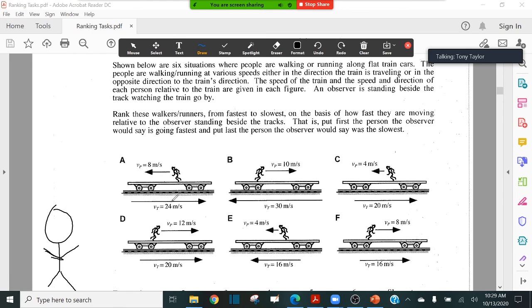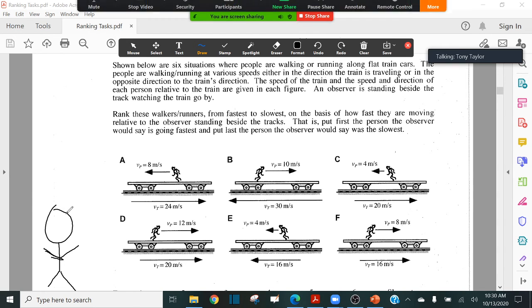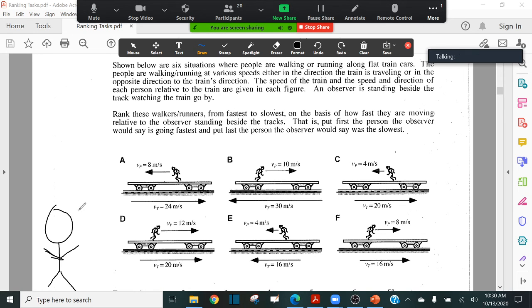and he sees this train moving at 24 meters per second to the right, and he sees the person on the train moving at 8 meters per second relative to the floor of the train to the left. Someone tell me, from this person's perspective, how fast is this individual moving relative to him? Anyone? Yep, it's 16. It's 16 meters per second.